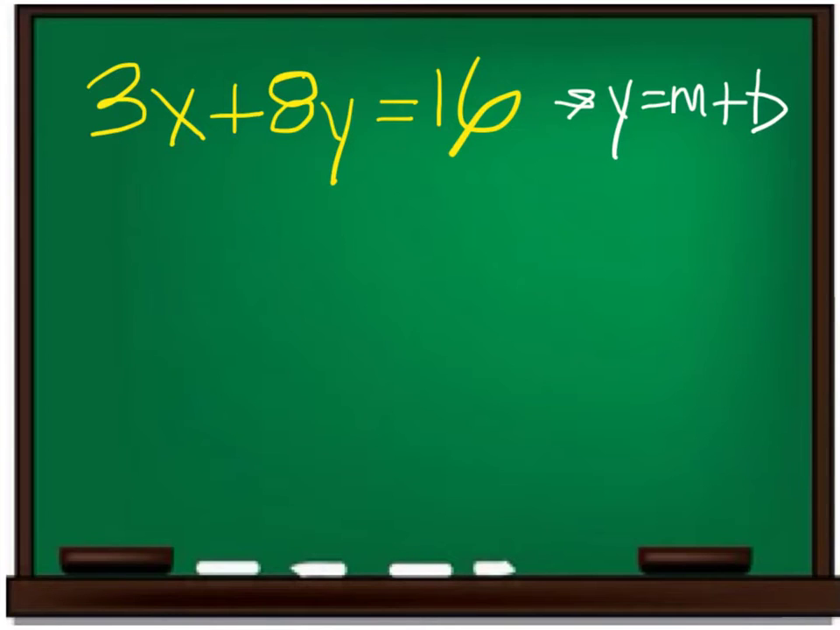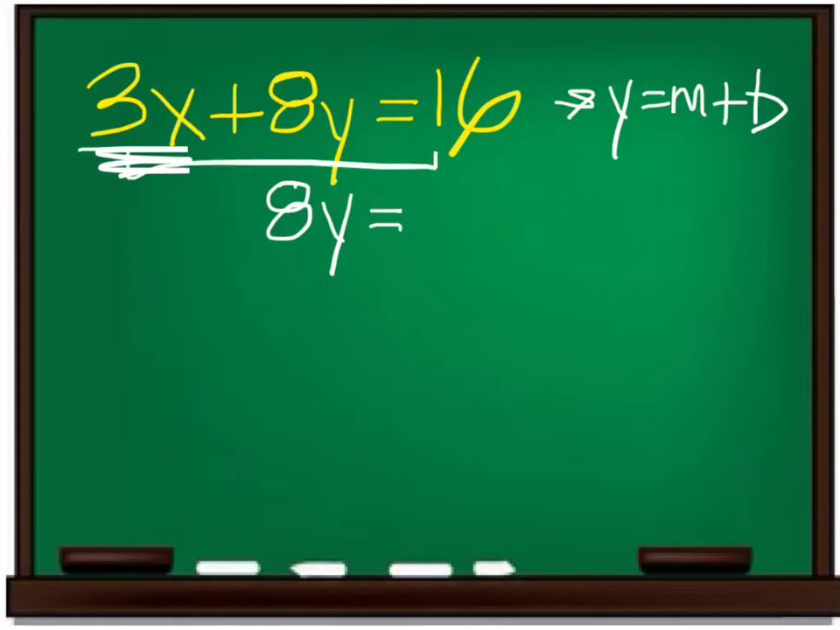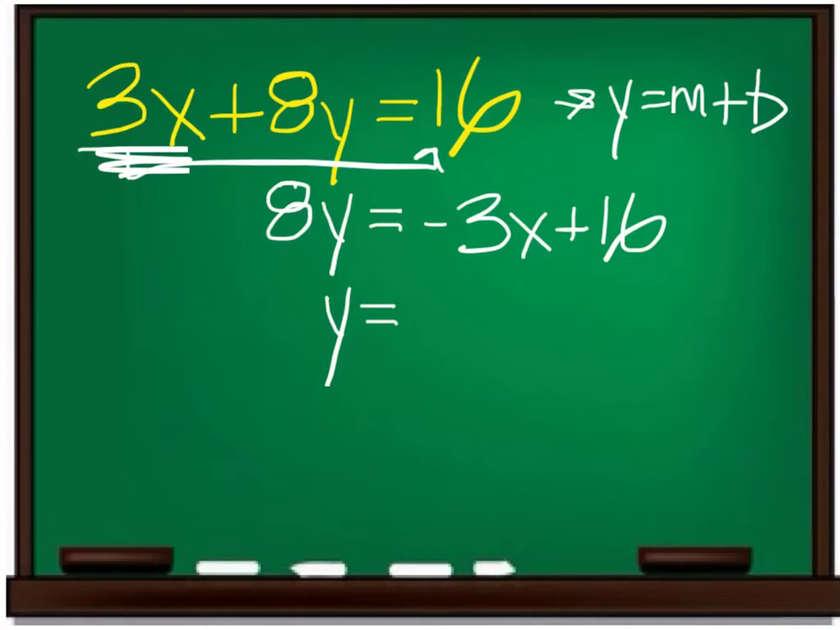You have to get the y completely by itself. To do that, you leave the 8y where it's at and move the 3x over to the right. Change the sign. Once you do that, divide by the number that is with the y. When you do that, the 8 cancels out here. And then you have a negative 3 over 8x, and 16 divided by 8 is 2.